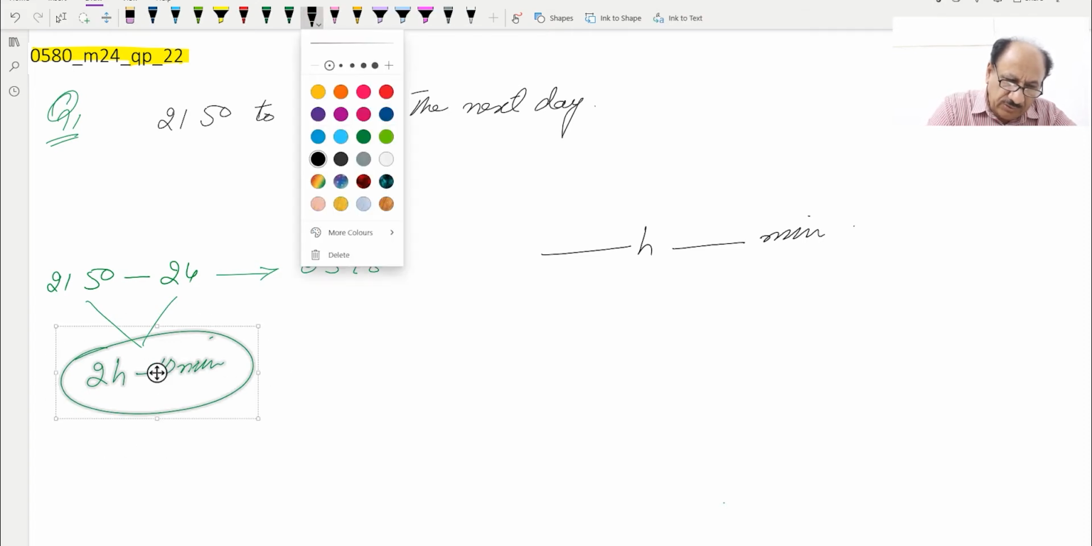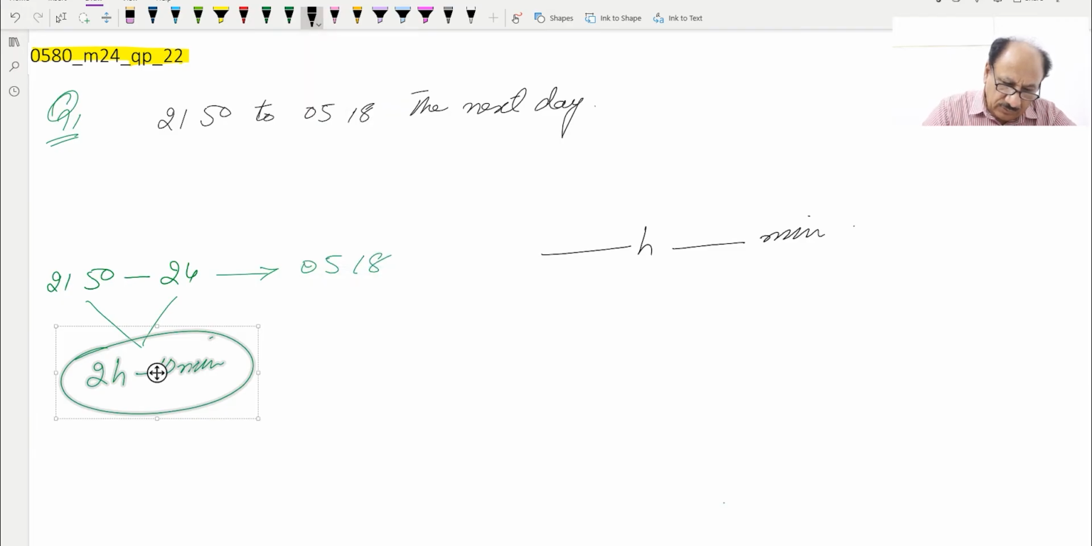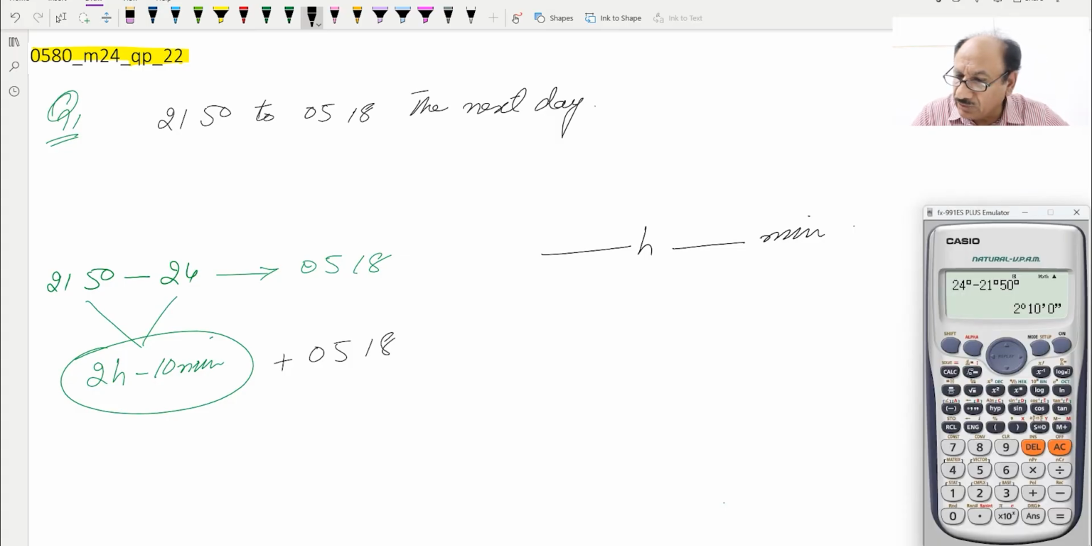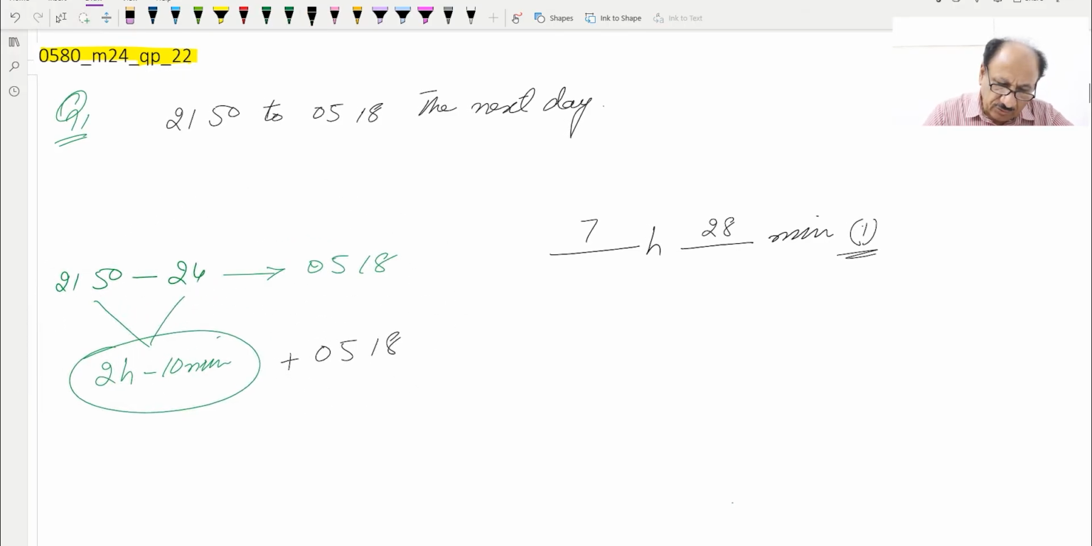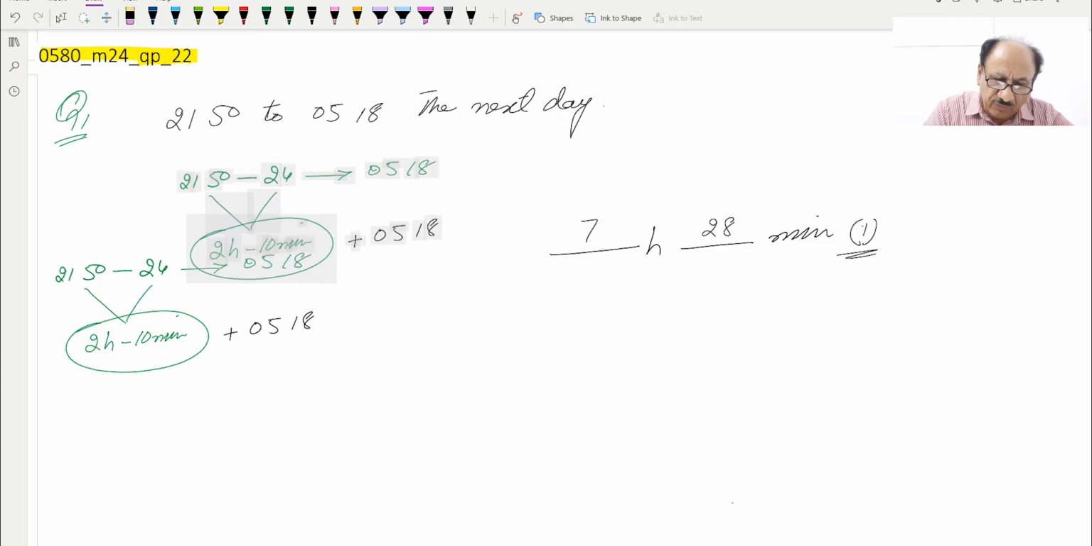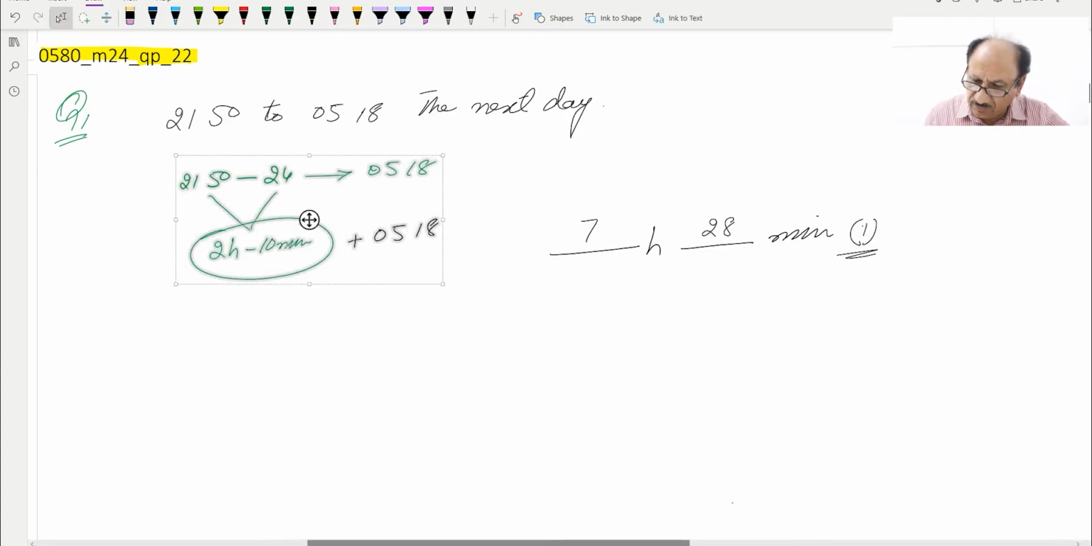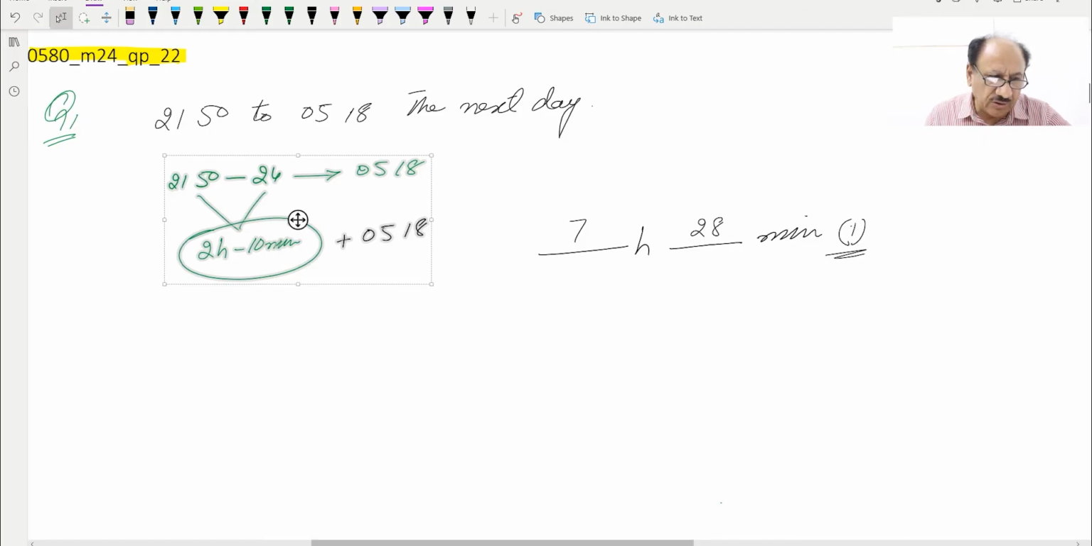So we can add this 2 hours 10 minutes plus 0518, which is 5 hours and 18 minutes, and we will get 7 hours and 28 minutes. So our answer will be 7 hours and 28 minutes. Keep in mind, this is a 1 mark question, very simple and straightforward, but I have explained this in detail so that you will be able to solve similar types of questions in other past paper questions as well. So this is how we deal with the time question.